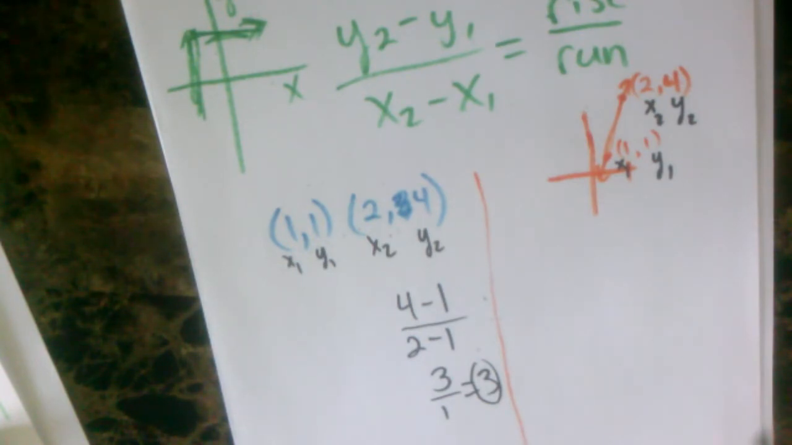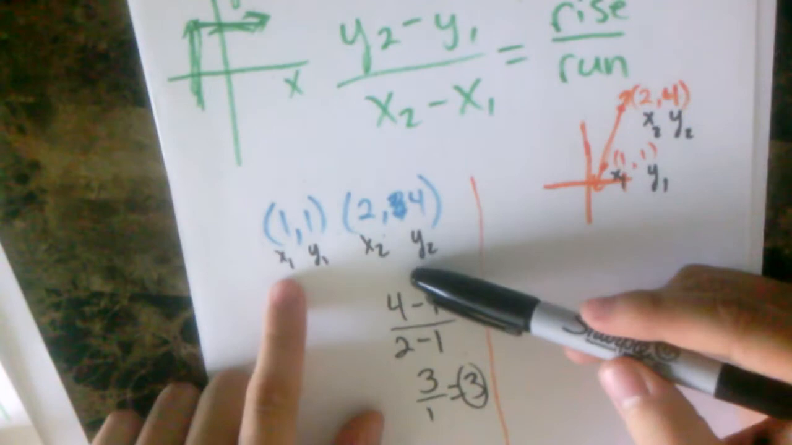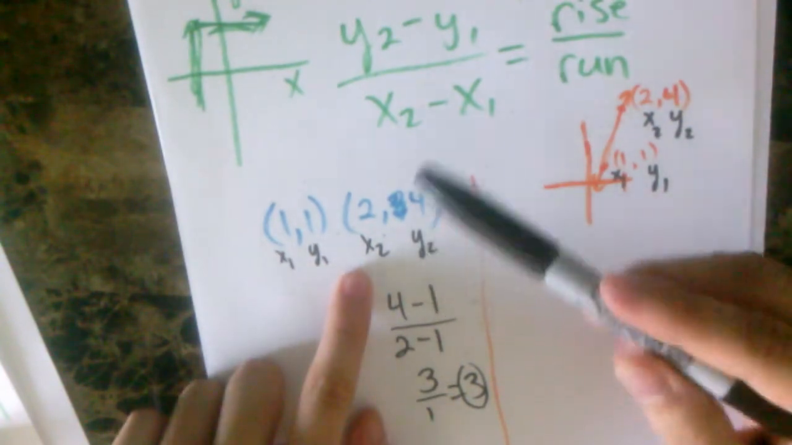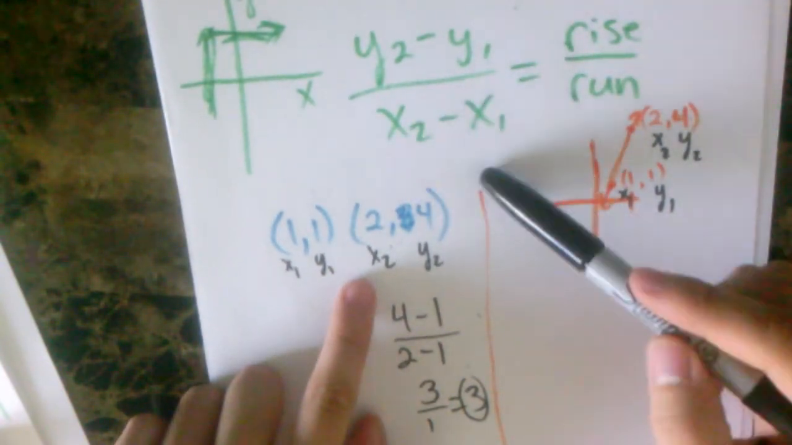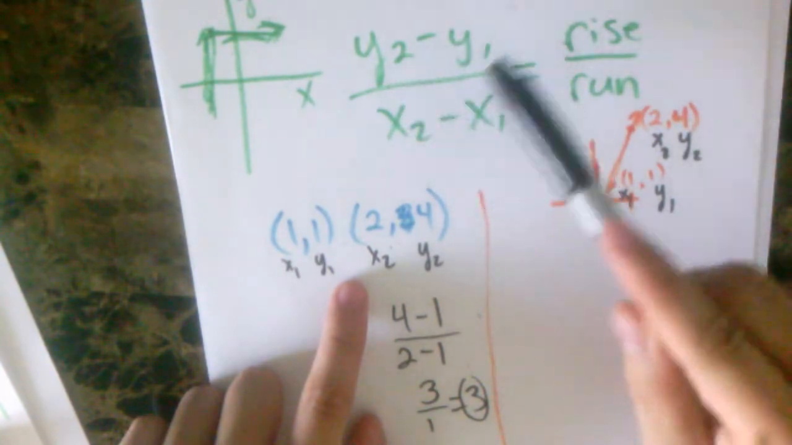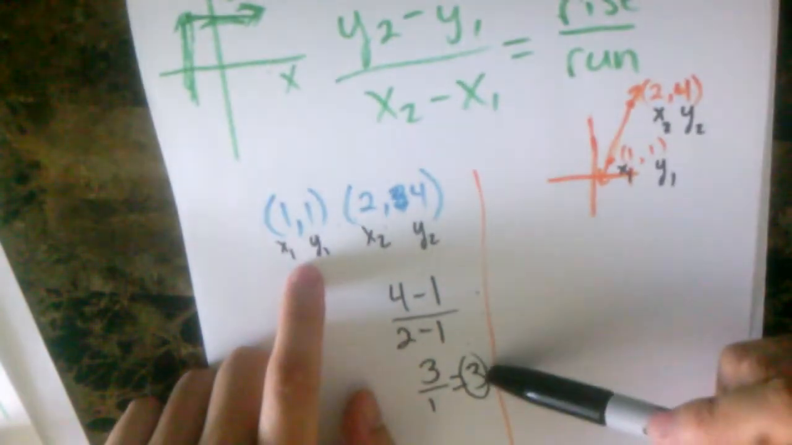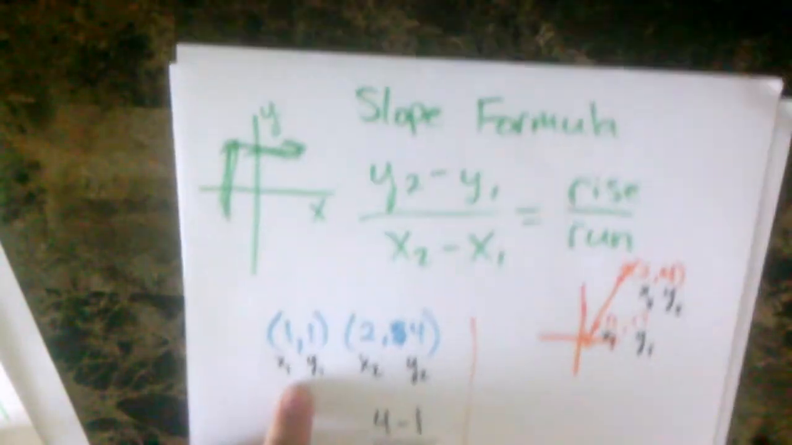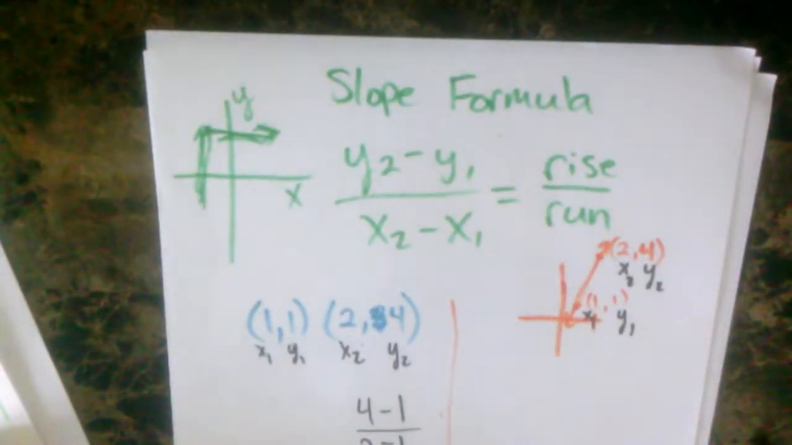Slope formula is going to work the same way. Just label your x1, y1, x2, y2, and then plug them all in. Use a calculator if you have to, but just put in your numbers wherever they need to be. As long as you can put them in the right spots, you'll always get the right answer. Slope formula is the last thing that we covered for this test, so you've got everything that you need.